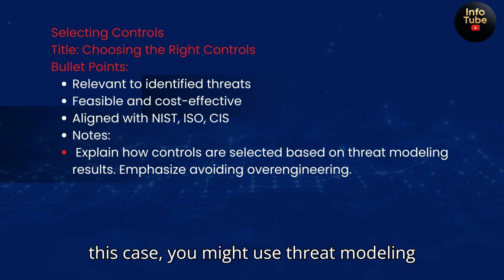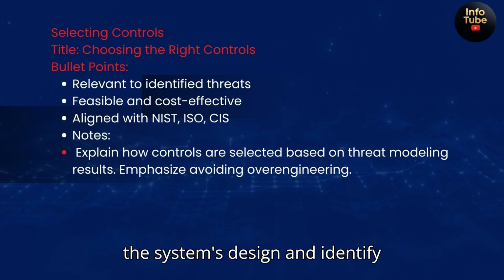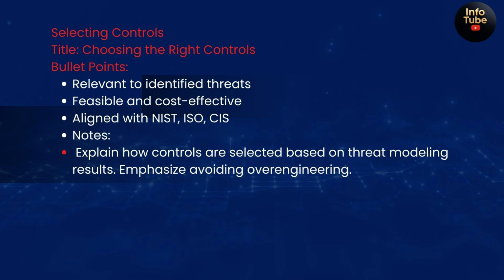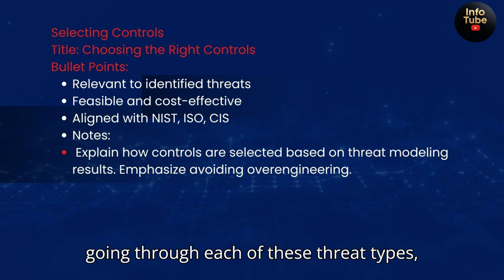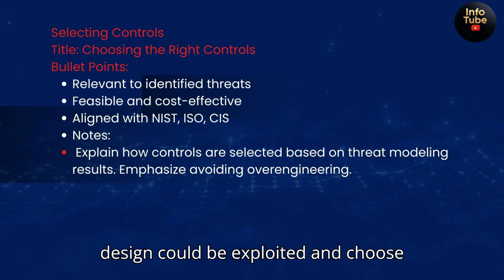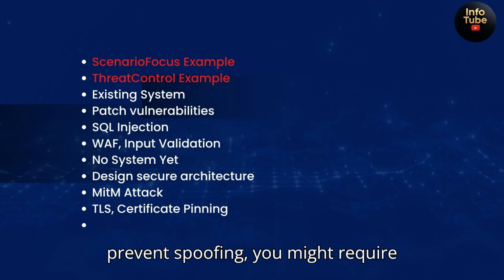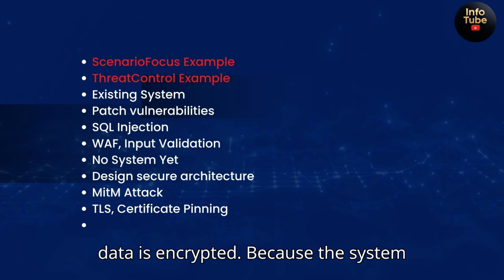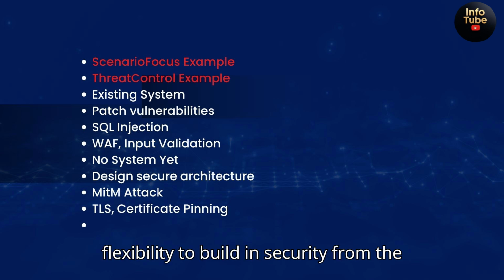In this case, you might use threat modeling methods like STRIDE or PASTA to analyze the system's design and identify potential attack vectors. STRIDE stands for spoofing, tampering, repudiation, information disclosure, denial of service, and elevation of privilege. By going through each of these threat types, you can systematically evaluate how your design could be exploited and choose controls accordingly. For example, to prevent spoofing, you might require strong authentication. To prevent information disclosure, you might ensure data is encrypted. Because the system doesn't yet exist, you have the flexibility to build in security from the ground up.